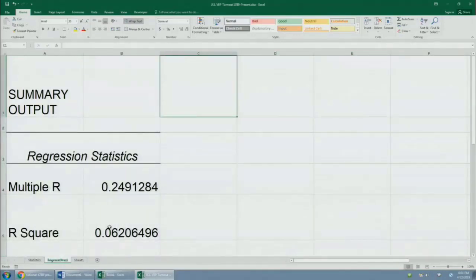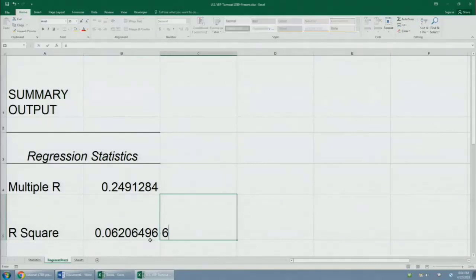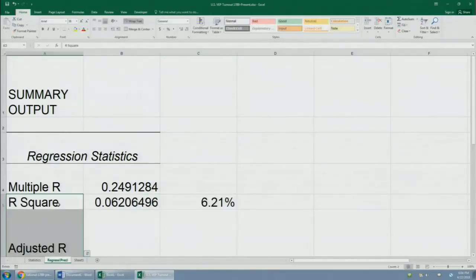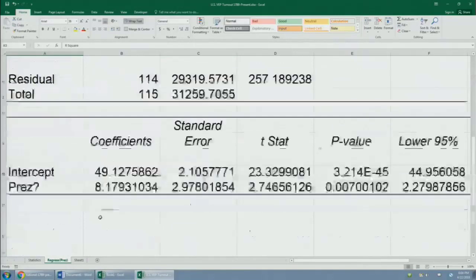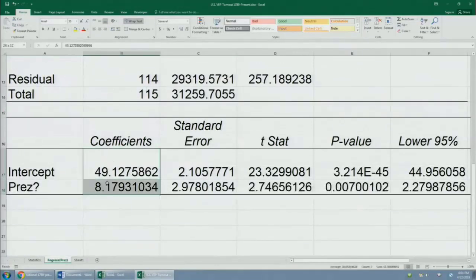Oh, look at that R squared. 0.0621, or 6.21%, if you multiply that by 100, is the amount that we got better. The R squared turned out the same. Okay, and look at these.